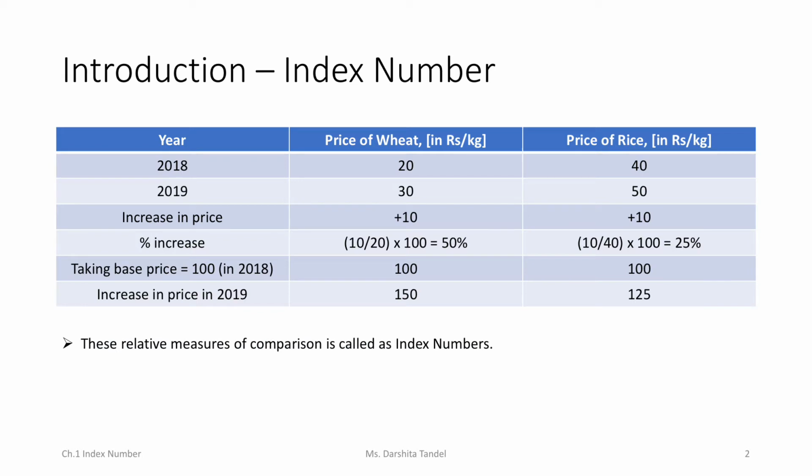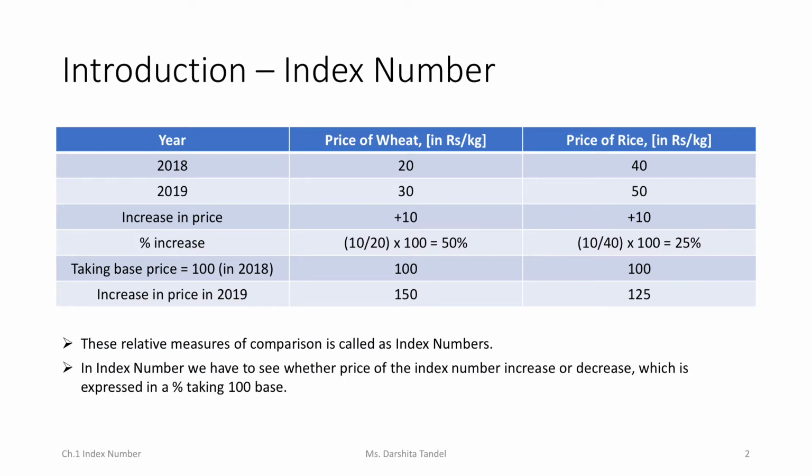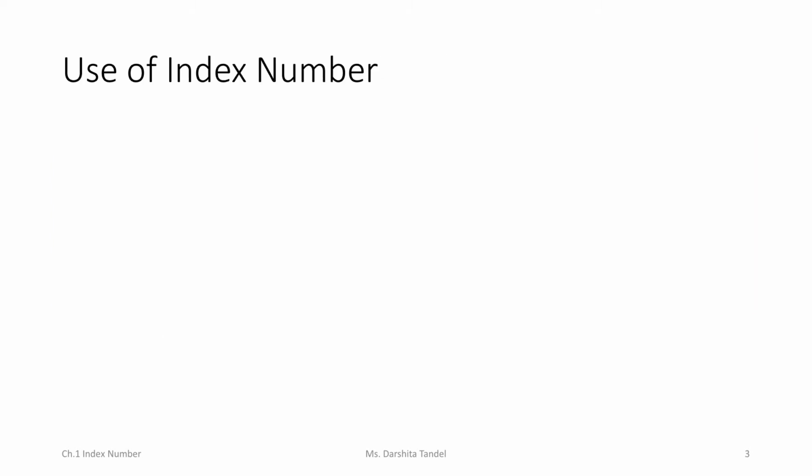This relative measure of comparison is called an index number. In an index number, we have to see whether the price index increases or decreases, which is expressed as a percentage taking 100 as the base. When we want to see how much the price has increased, we take the base as 100. Anything which we want to express or compare, we take 100 as the base.